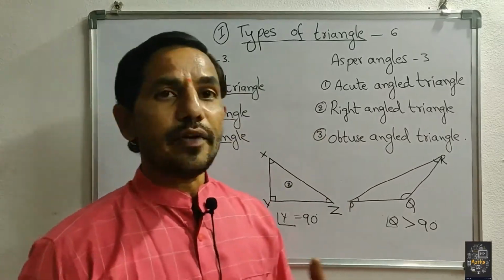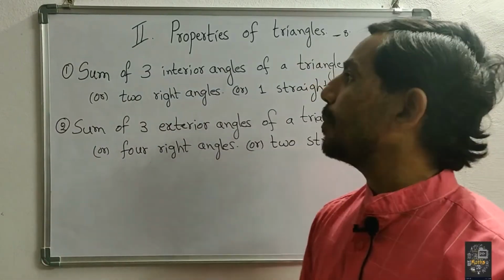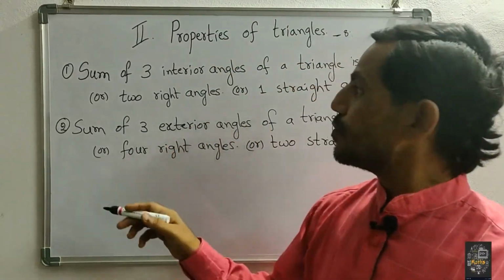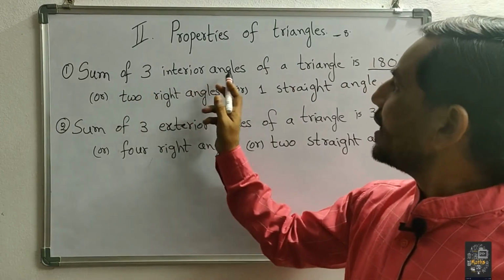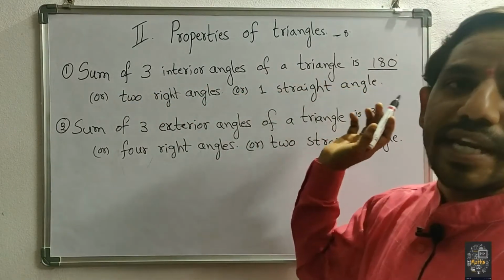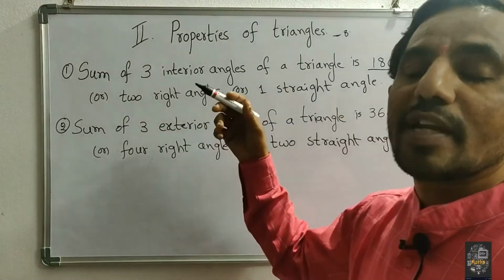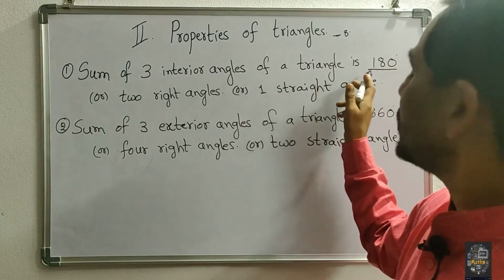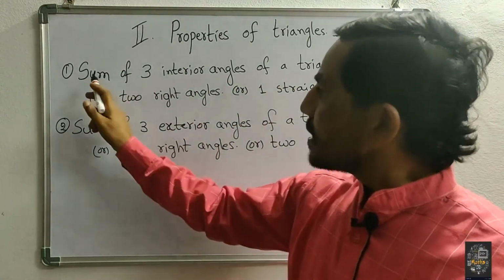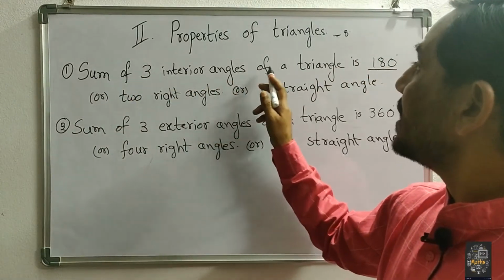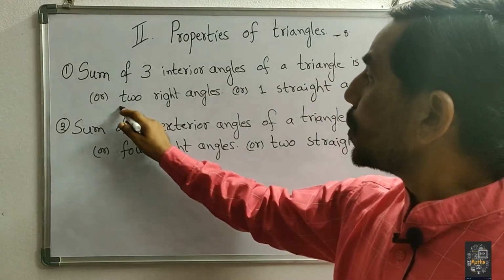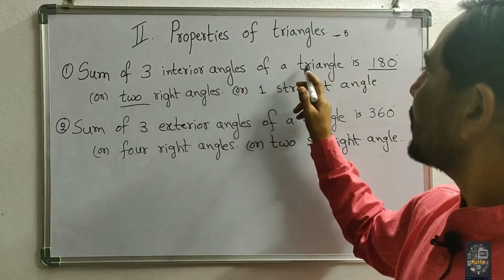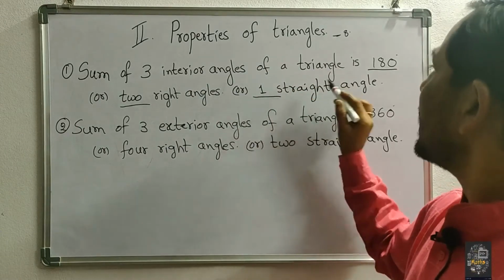Okay. Now, continuation. Second topic, that is properties of triangles. Total 8 conditions are there. First one, sum of 3 interior angles of a triangle is 180 degrees. Okay, I will repeat the condition once again. Sum of 3 interior angles of a triangle is 180 degrees, or sum of 3 interior angles of a triangle is 2 right angles, or sum of 3 interior angles of a triangle is 1 straight angle.